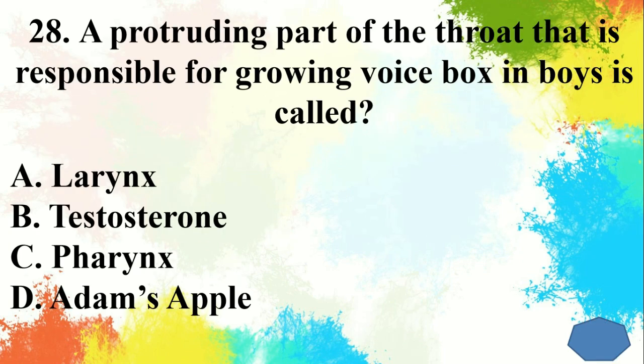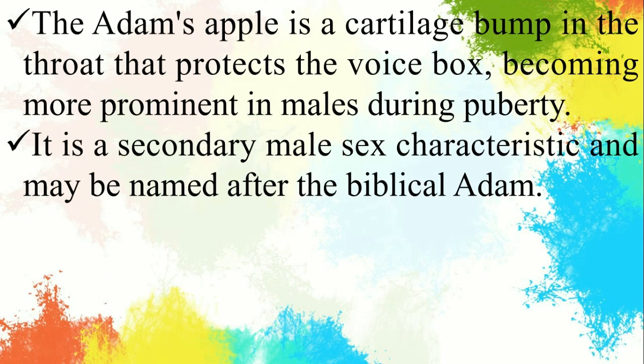Question 28. A protruding part of the throat that is responsible for growing the voice box in boys is called? Answer: Adam's apple. The Adam's apple is a cartilage bump in the throat that protects the voice box, becoming more prominent in males during puberty. It is a secondary male sex characteristic and may be named after the biblical Adam.